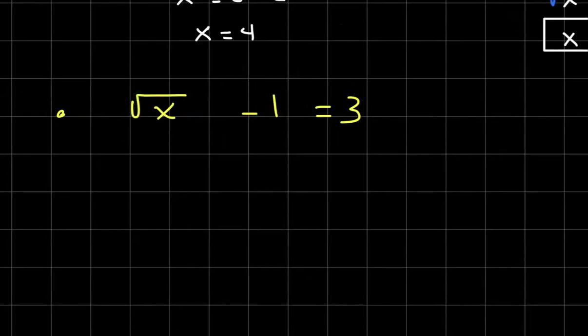How to cancel negative 1? Shift it to the other side. Bravo. So it will be the square root of x equal 3 plus 1. The square root of x equal to 4. Now we need to cancel the square root.